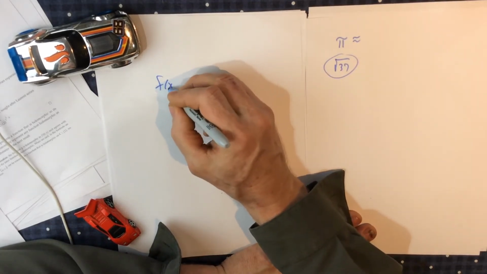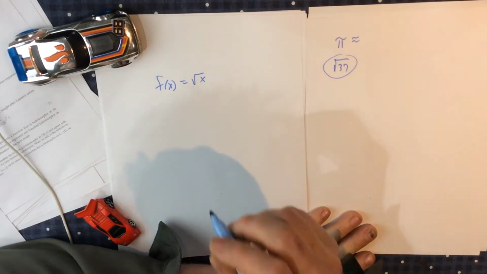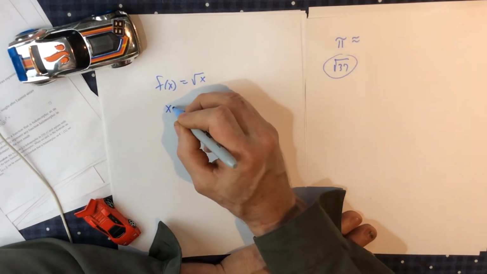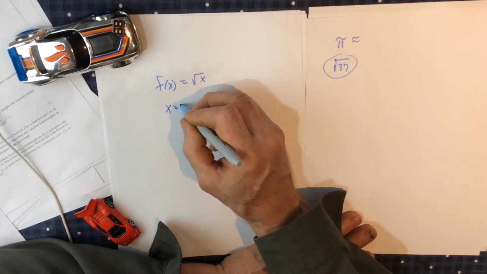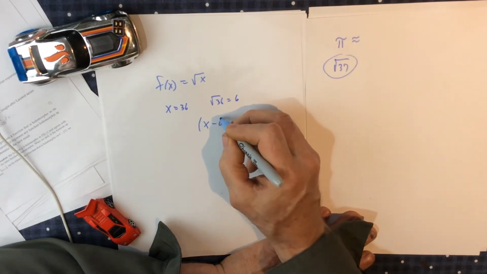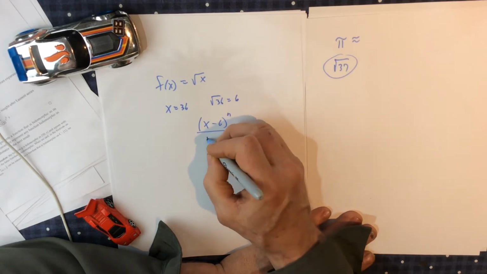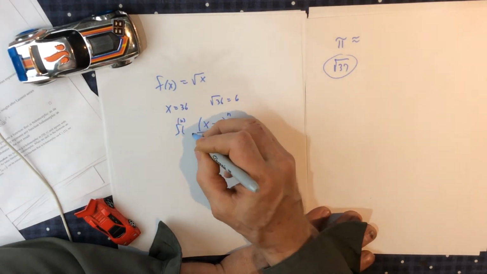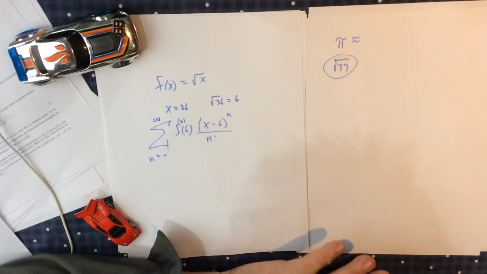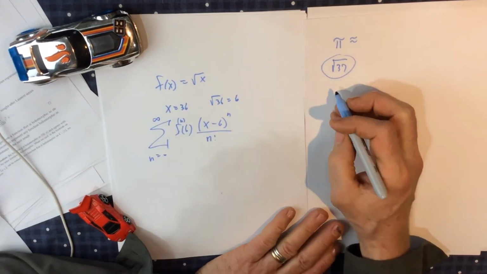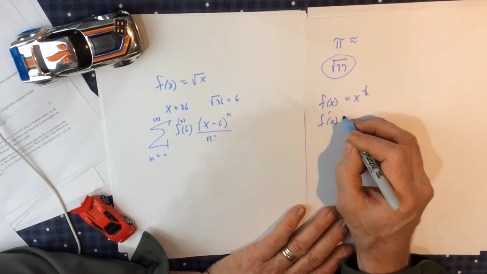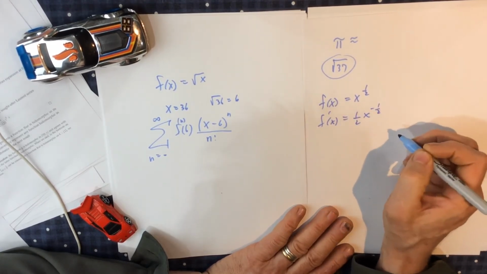So I'm going to start with f of x equals the square root of x. And there happens to be a square root I know really close to 37, namely x equals 36. So I'm going to pick around x equals 36 because the square root of 36 equals 6. So I'm going to do x minus 6 to the n over n factorial, the nth derivative of x evaluated at 6, and add it all up from 0 to infinity. So I need lots of derivatives of this function. Well, f of x equals x to the 1/2. f prime of x equals 1/2 x to the minus 1/2.